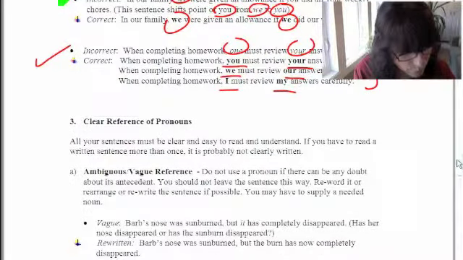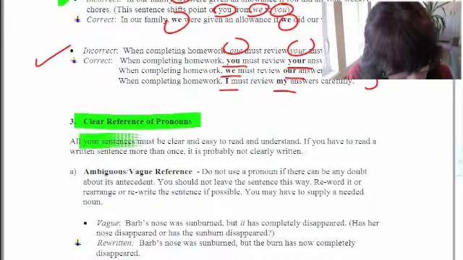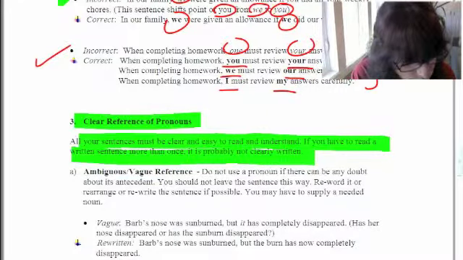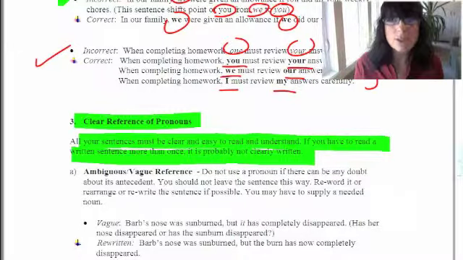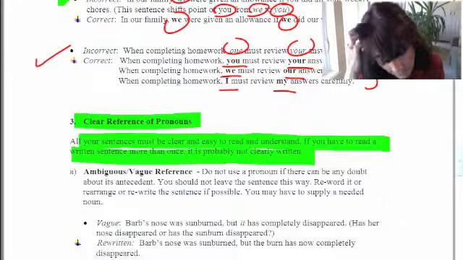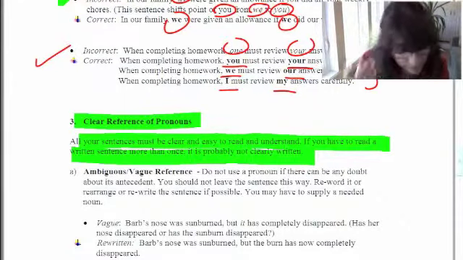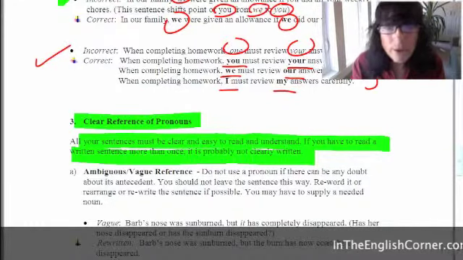And the last pointers that I want to discuss related to pronouns and their antecedents is the clear reference of pronouns. Remember that all your sentences must be clear and easy to read and understand. Now, I believe that if you have to read a sentence more than once, chances are it's not well written. So that's why I always tell people to read their work out loud, because when you do, you get a new perspective and you will pick up on your errors. And something like pronoun shifts would be easier for you to pick out in your writing.